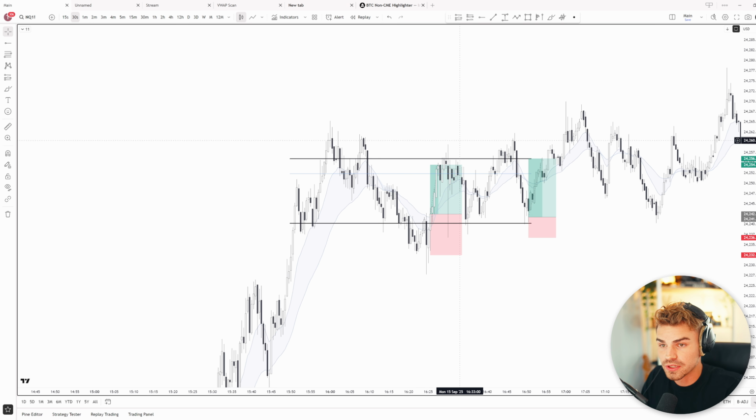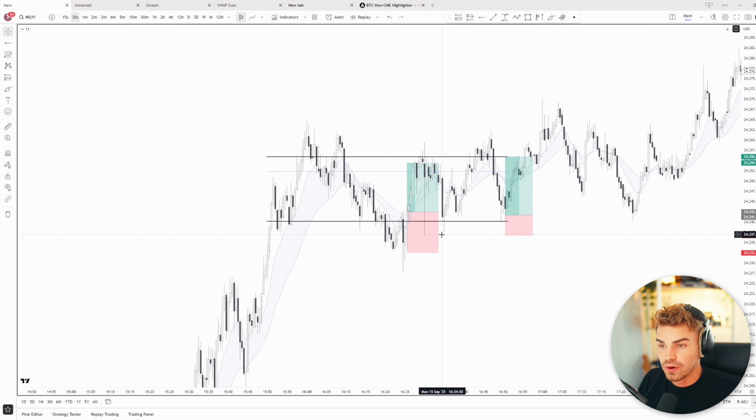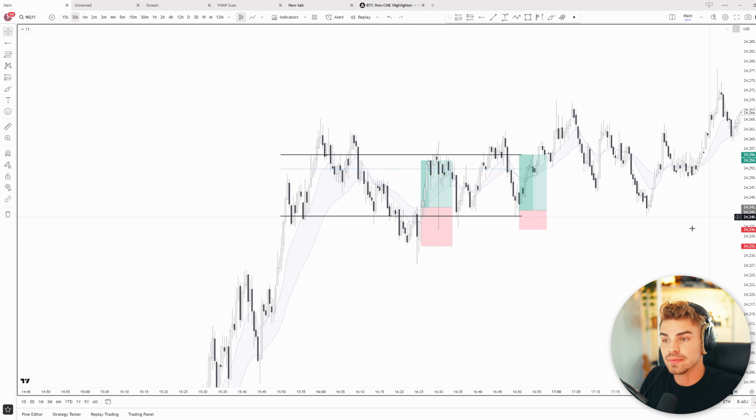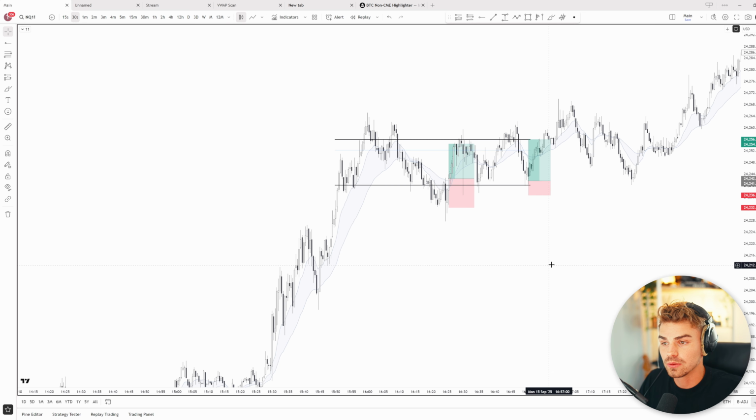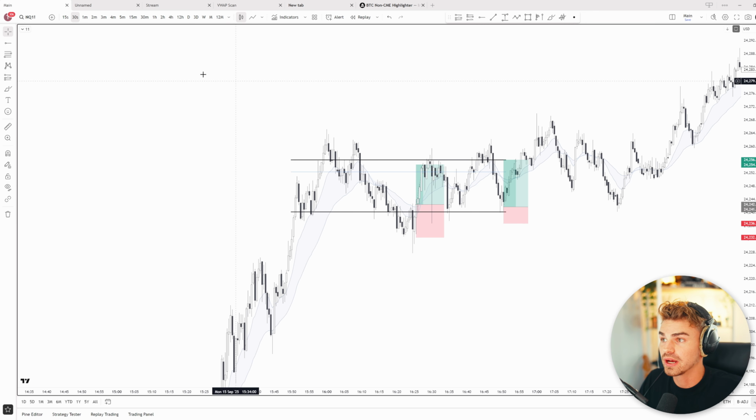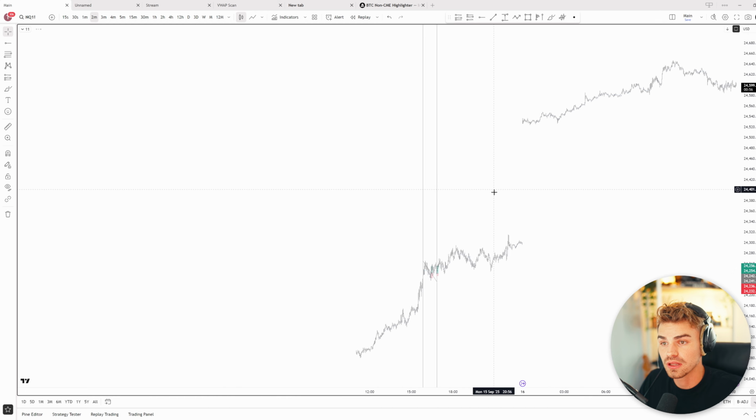So these were the two trades I took. The way I have them drawn out here might seem a little bit messy, and you can't really see why, but I will explain why I took them. Okay, so let me go to another time frame here.